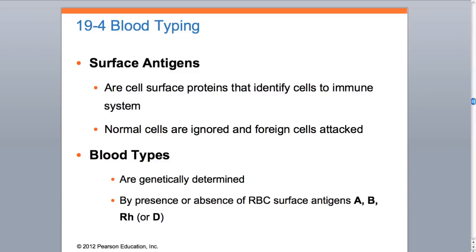Now, your blood typing is genetically determined. So you can have surface antigens A, B, or now we call it D, but it was called Rh. So we either have A or we don't. We either have B or we don't. We either have A and B, or we don't have either A or B. Or we have H or we don't have H, the Rh, the D. So either we have it or we don't.